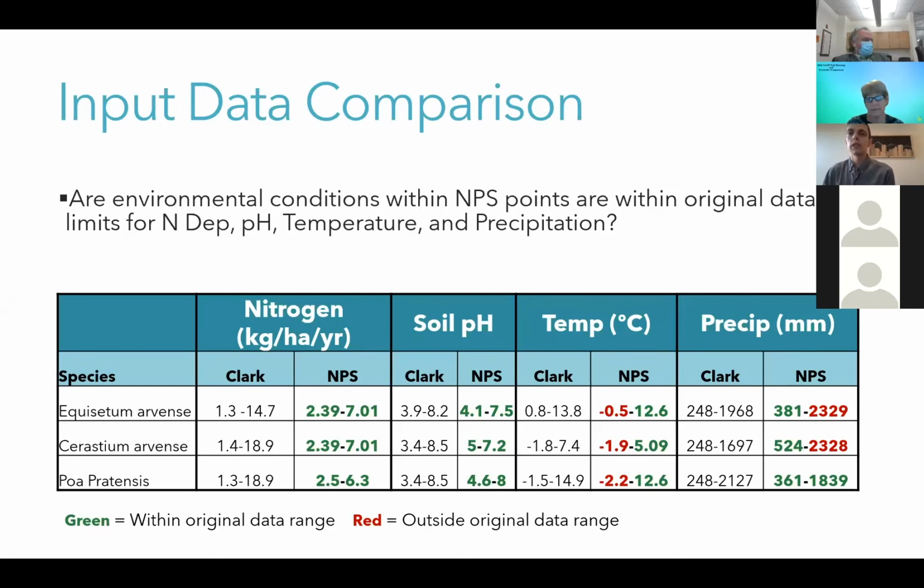You can see that for nitrogen deposition and soil pH, our data does fall within the range of the original data. However, the nitrogen deposition data we have is a much narrower gradient than the original data. Ours only goes up to around 7 compared to 15 to 19. And for temperature and precipitation, we're fairly close to the range, but we're pushing the lower bounds for temperature and the upper bounds for precipitation, at least for these 3 species.